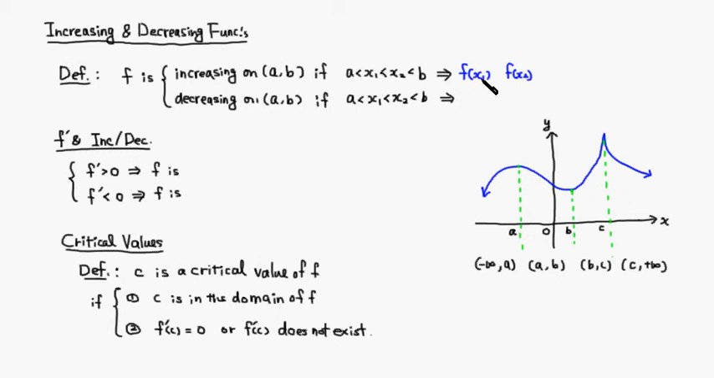So f of x1 is a y value corresponding to x1, and f of x2 is a y value corresponding to x2. So as x value increases, y value also increases. Then we say the function is increasing, right? And the function is called decreasing on an open interval from a to b if, as x value increases, the corresponding y value decreases, right?